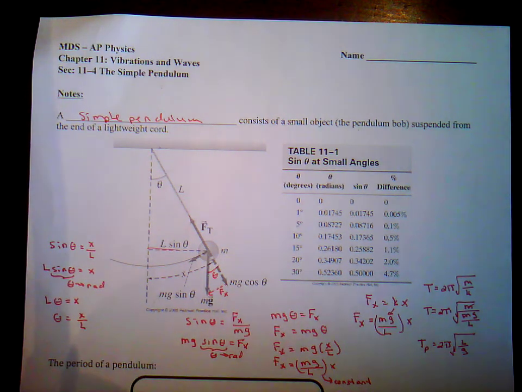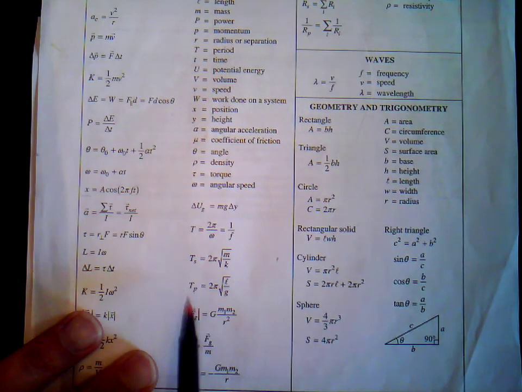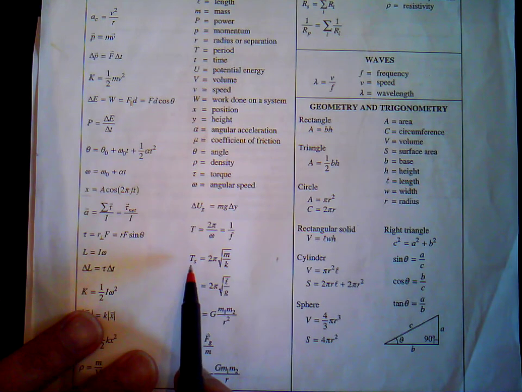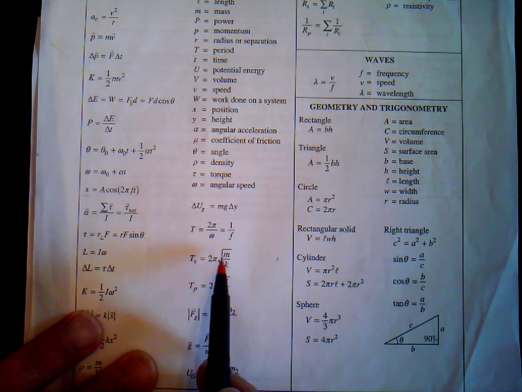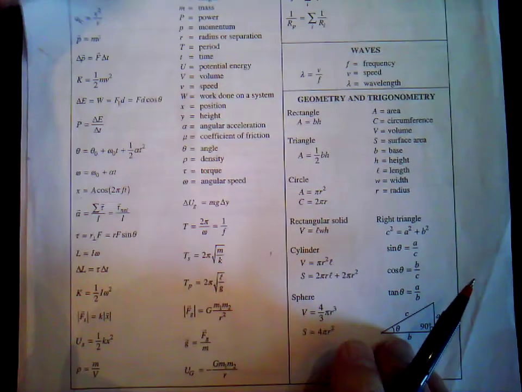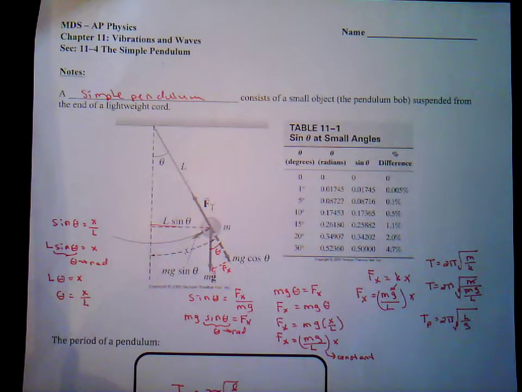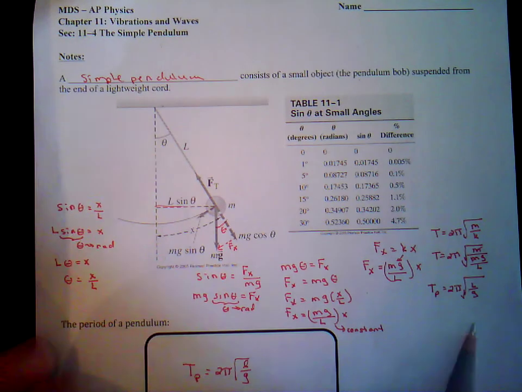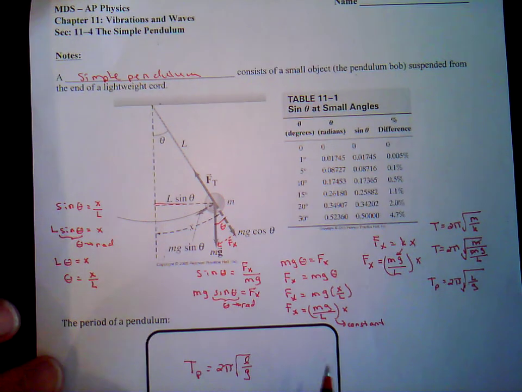Now, on your equation sheet, let me see if I can find that equation sheet again. On your equation sheet, this is the period of the pendulum. This is the period of a spring. Notice there's a mass that affects the period of the spring, but there's no mass that affects the period of a pendulum. Let's see why that is and why we get this equation. Again, you can pause the video at any time to review this information or write it down. I'm going to go through this kind of quickly.